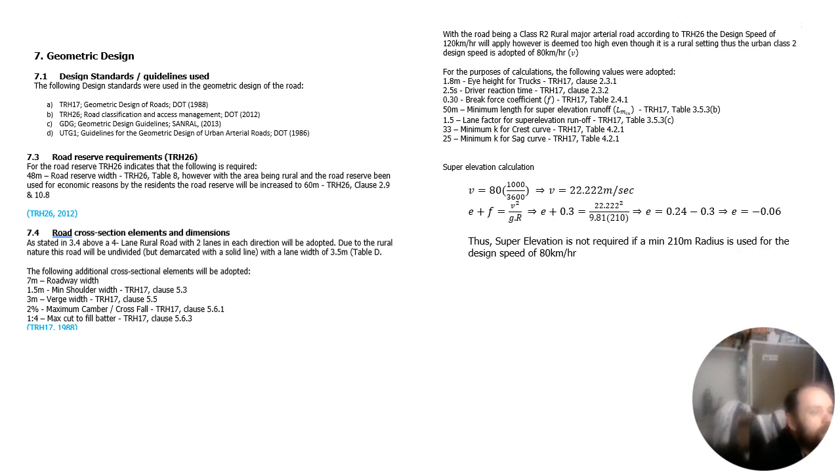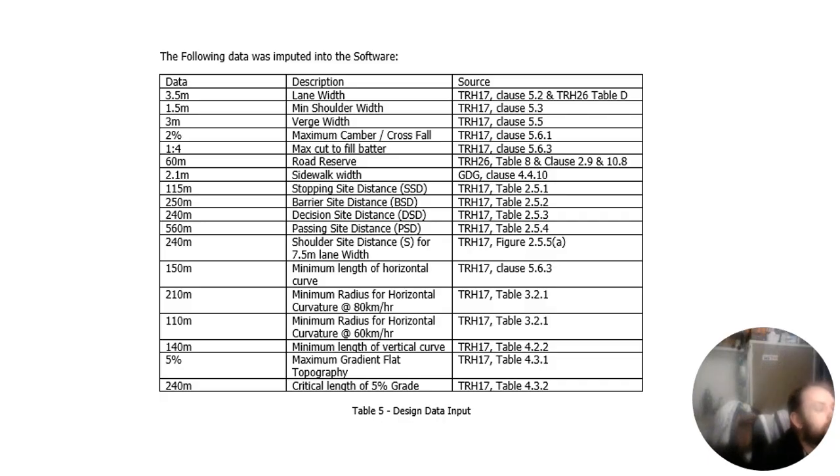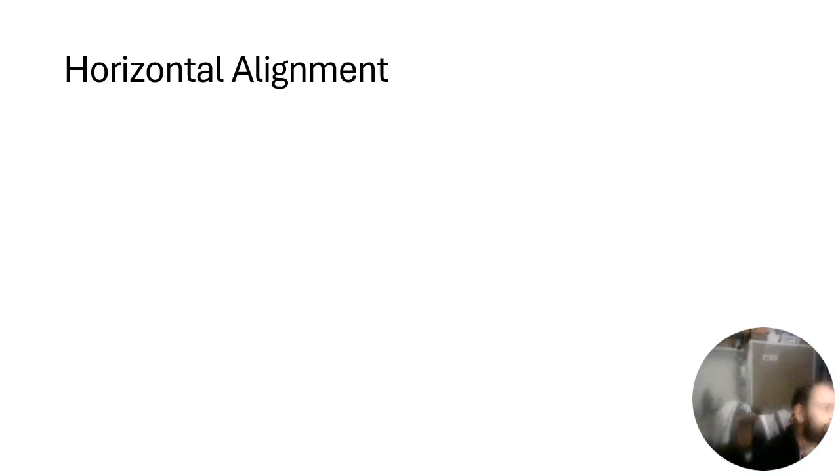Then I did my calculations, and it turns out with the negative e value, I didn't need superelevation if we stuck to a 210 meter radius and a design speed of 80 km/h. Then I decided to consolidate everything into a nice table, as requested, and this comes into play later when I input it into the software itself.